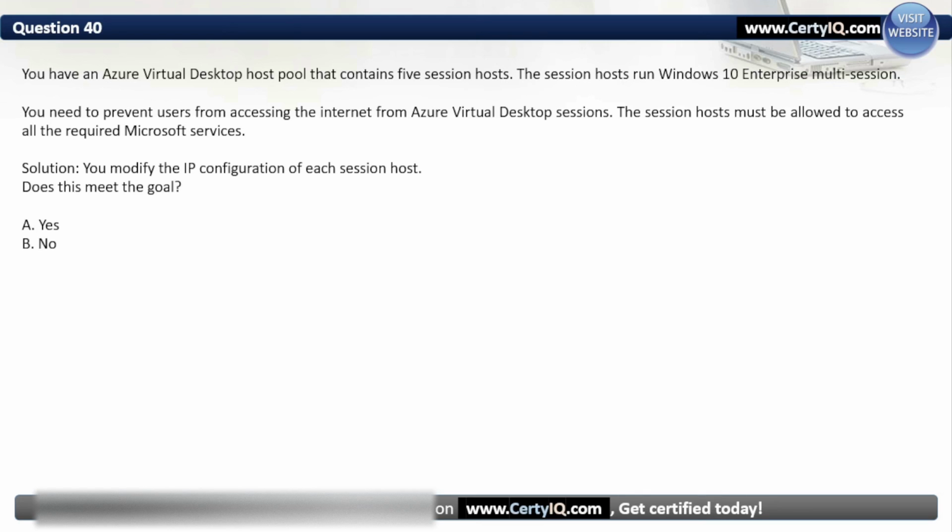Question 40. You have an Azure Virtual Desktop host pool that contains 5 session hosts. The session hosts run Windows 10 Enterprise multi-session. You need to prevent users from accessing the internet from Azure Virtual Desktop sessions. The session hosts must be allowed to access all the required Microsoft services. Solution: you modify the IP configuration of each session host. Does this meet the goal? The correct option is B, no.